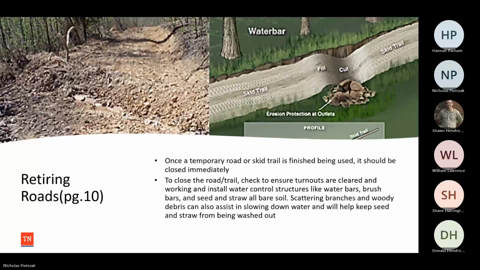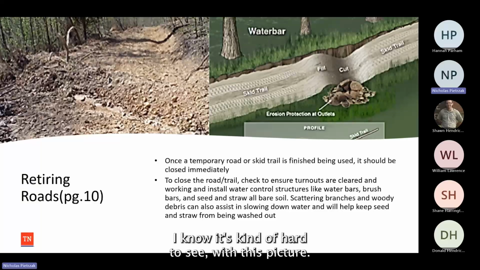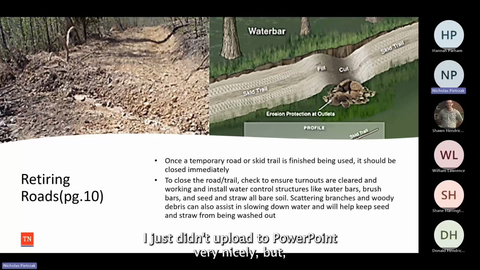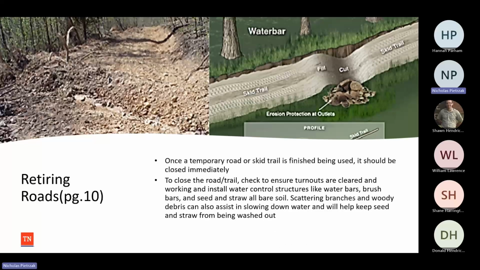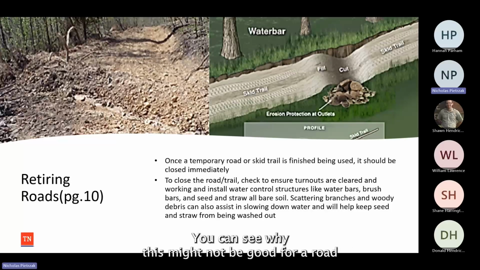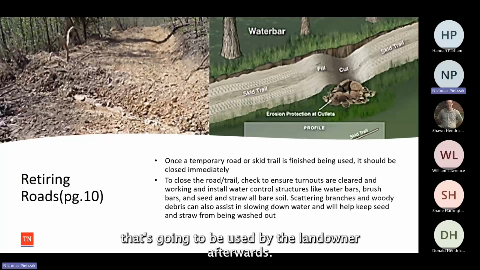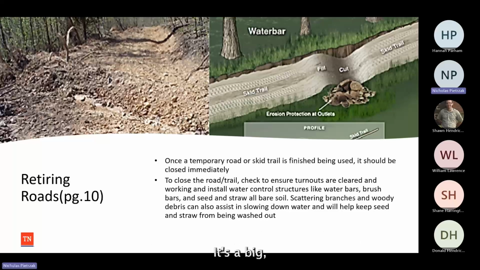So, like I said, once these roads are done, you can see here a real water bar right here. I know it's kind of hard to see with this picture. Just didn't upload to PowerPoint very nicely, but you can see it's put in at a good angle. Water can flow right here and be diverted off the road. You can see why this might not be good for a road that's going to be used by the landowner afterwards. It's a big hump, big speed bump. That's on page 10.